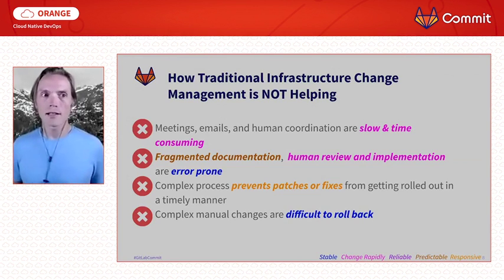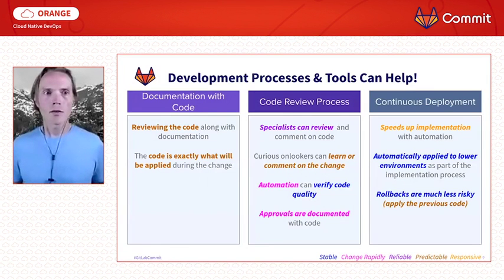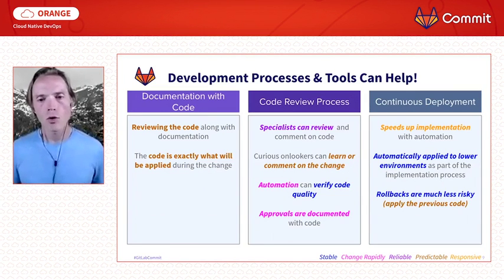So how do we fix this? Well, luckily, we've got development processes that we can lean on and tools that we can apply as we move to a faster, more agile operational model. If we take a look at teams who are developing code through agile processes, there's a few things we can leverage here. One of them is really ensuring that all of the documentation about the change is stored with the code that's actually going to be making the change.